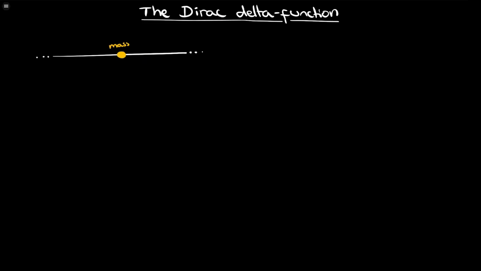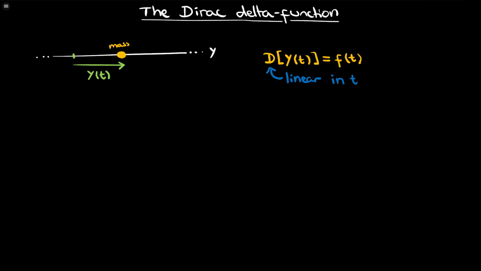Let's suppose that we have a mass whose movement is restricted to one spatial dimension. To keep track of its position, we'll specify an origin point and label the signed displacement of the mass from the origin point as y of t. And so, we'll suppose that the mass's motion y of t satisfies some sort of linear differential equation in t. We can write this as a differential operator D, which we're assuming is linear in t, acting on the position y of t, as equal to some sort of force function, f of t, that's being exerted on the mass.